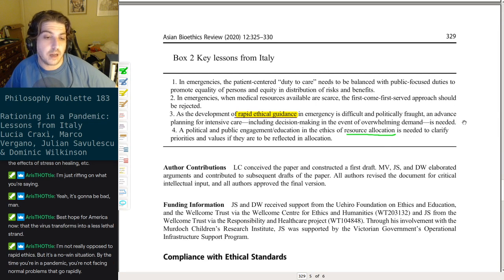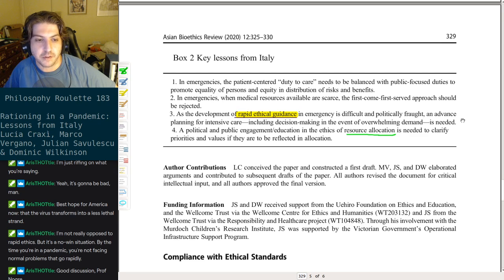Yeah, well, Aristotle says, I'm not really opposed to rapid ethics, but it's a no-win situation. By the time you're in a pandemic, you're not facing normal problems that go rapidly.